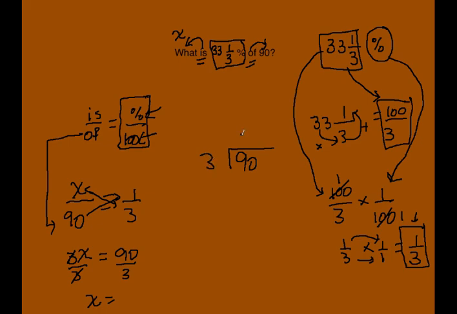So 3 goes into 9 three times. 3 times 3 is 9. 9 take away 9 is 0. Bring down the 0. How many times does 3 go into 0? 0 times. 0 times 3 is 0. 0 take away 0 is 0. So your final answer is 30, and that's it.